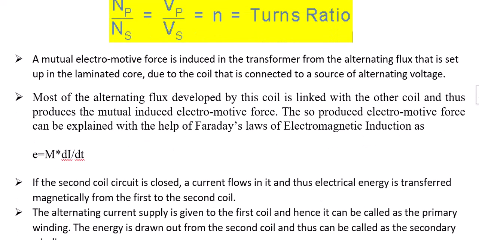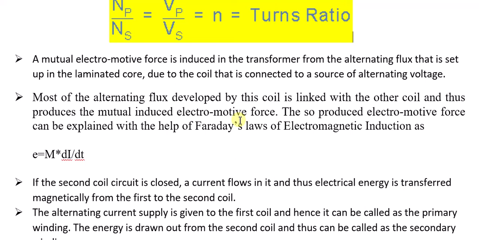Most of the alternating flux developed by this coil is linked with the other coil, and this itself is called a transformer, correct? So the flux developed by the primary coil is linked with the other coil, and that itself is called a transformer. That is the job of the transformer basically: electric power in one circuit is transformed into the other circuit. So the mutually induced electromotive force is very important. So the electromotive force is generated.